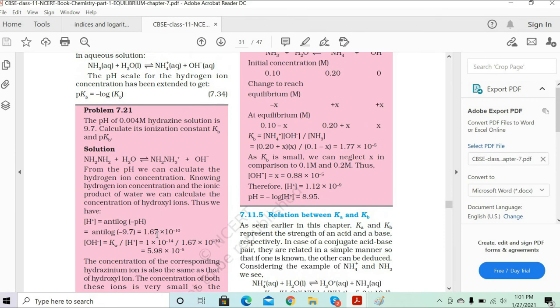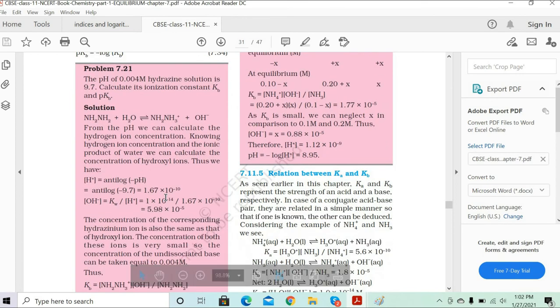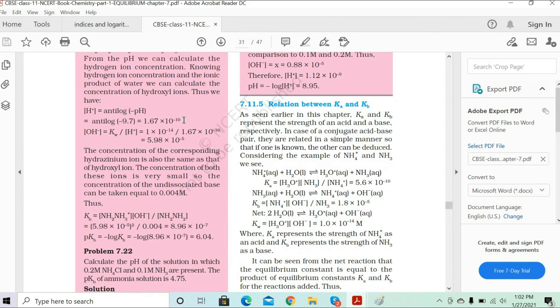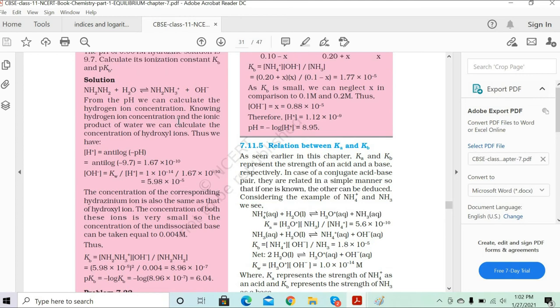Yes, sir. No. Because the pH of this hydrazine solution they have given is 9.7, so you got the KB value, you already got it now. Now the question is asking you to calculate the ionization constant KB and the pKB value. Oh, the KB value we already got, no? Yes, we have to find the KB value. So what here is then?